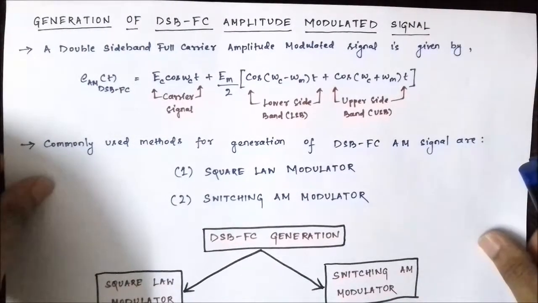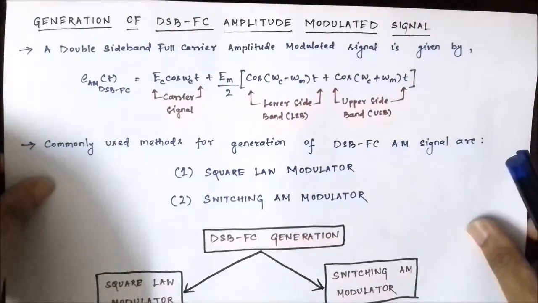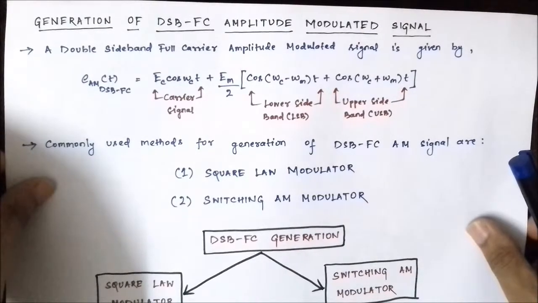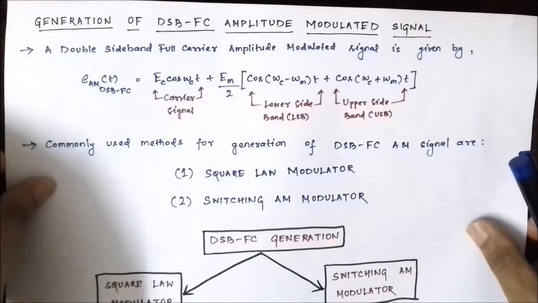In my previous videos related to amplitude modulation, I have discussed the generation and demodulation or extraction of double sideband suppressed carrier signal or DSB-SC signal. So in today's video, we will be discussing the generation of double sideband full carrier amplitude modulated signal.